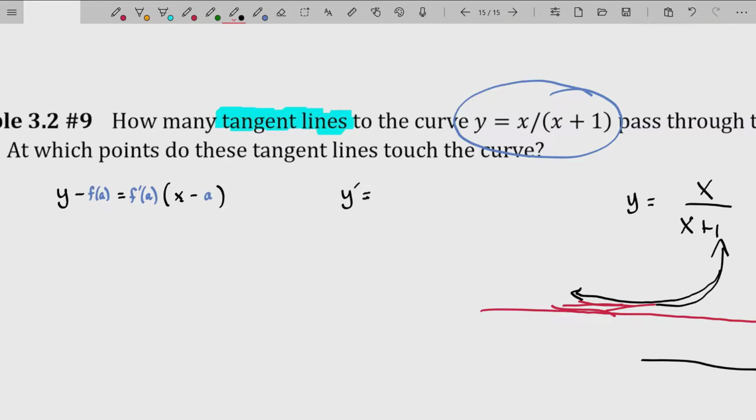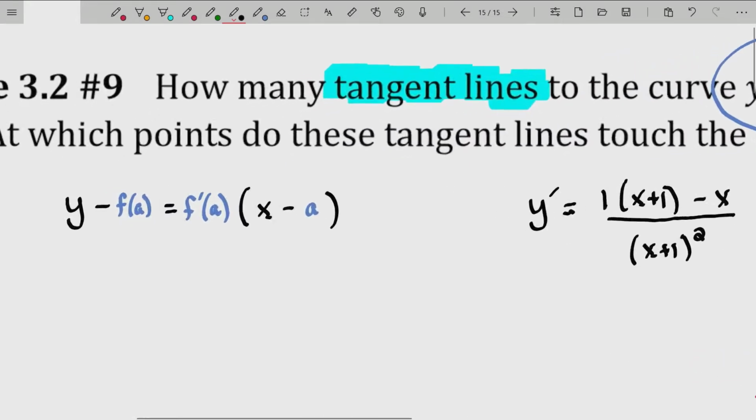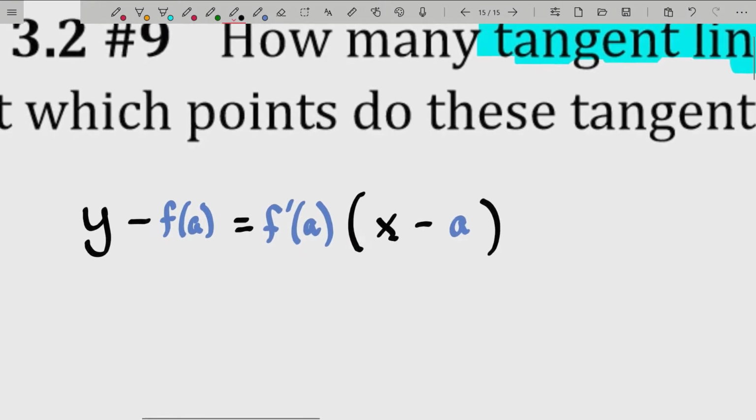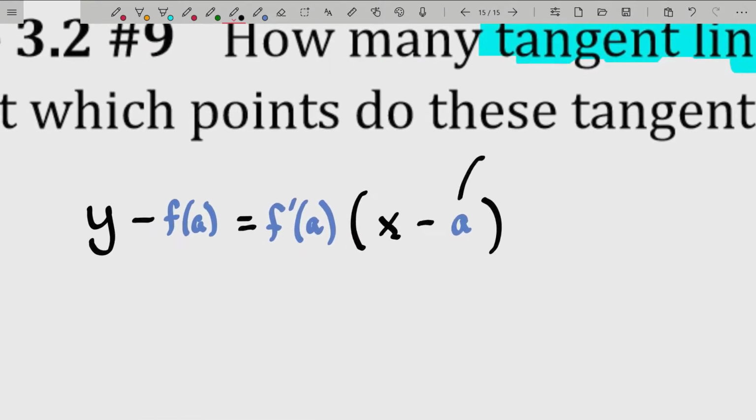y prime is equal to the derivative of the top, which is 1, times x plus 1, minus the top times the derivative of the denominator, which is also 1, all over that denominator squared. And you can see this simplifies quite a bit to 1 over the quantity x plus 1 squared. Great. So let's go ahead and go back to our tangent line. Remember, our tangent line to our curve at any given moment is just a, whatever value we're at, and f of a goes right here.